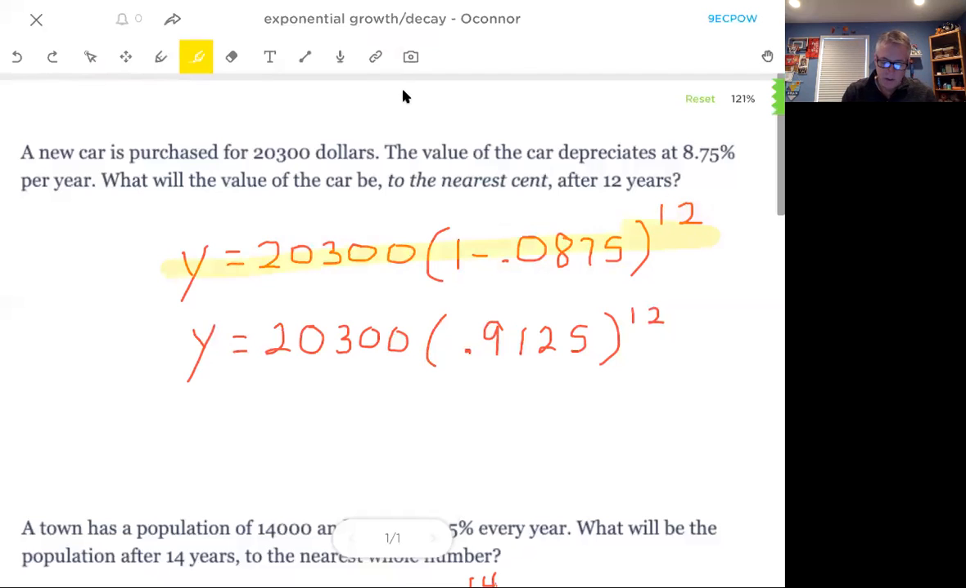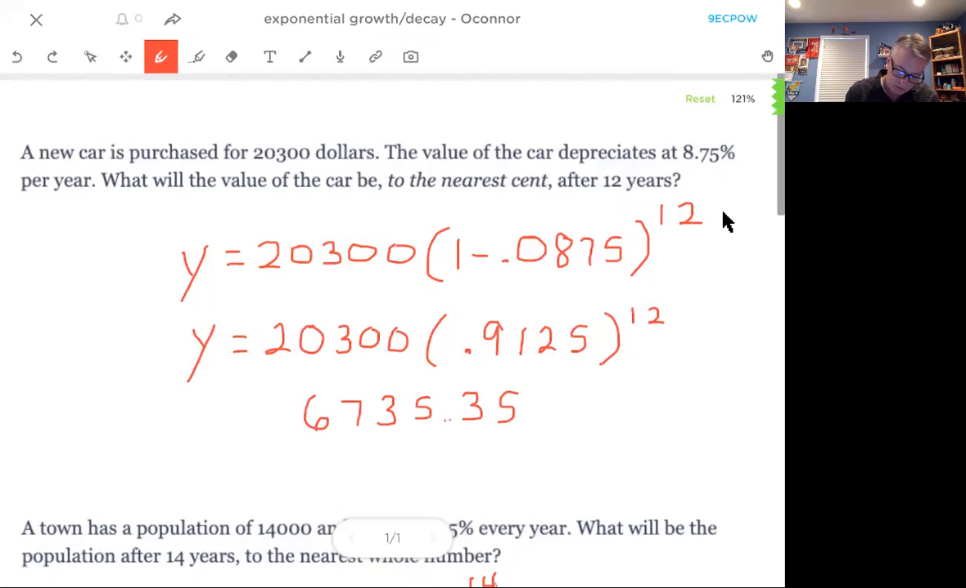You can plug this into your calculator just the way it looks. Just to show you that when you do the 1 minus 0.0875, you get 0.9125. You can plug it in that way also. Either way, your final answer should be $6,735.35. And now we're talking about money, so we would write it exactly that way.